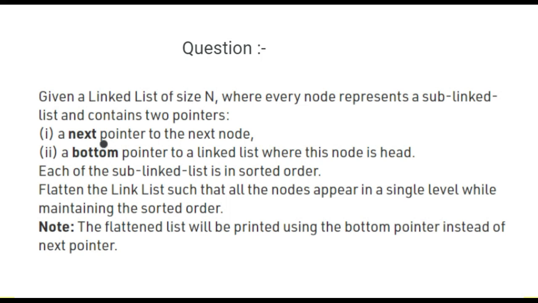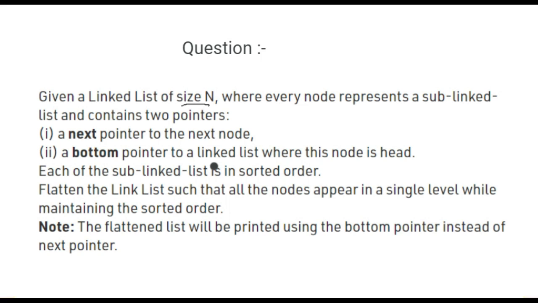Here you can see we are given a linked list of size n, where every node represents a sublinked list itself. It contains two pointers. One is the next pointer and the other is the bottom pointer. The next pointer is pointing towards the next node, and the bottom pointer is pointing towards the linked list where it acts itself as a head node.